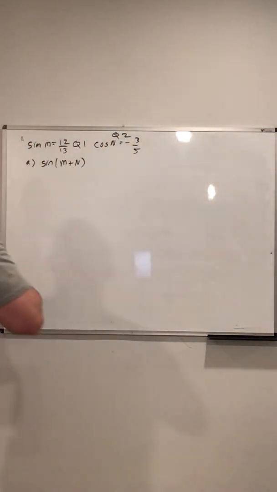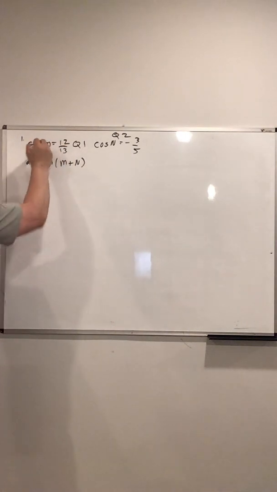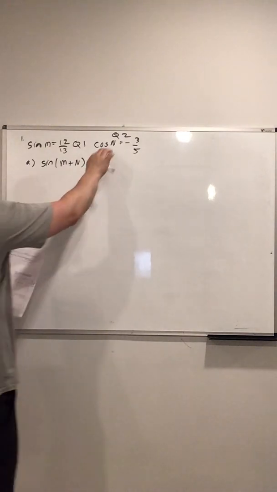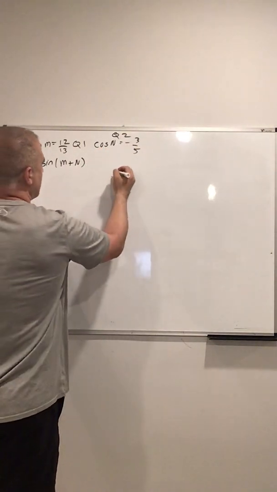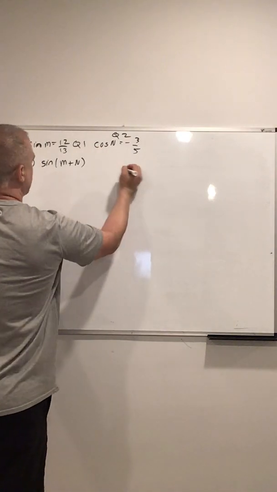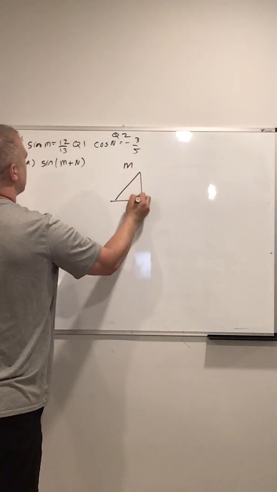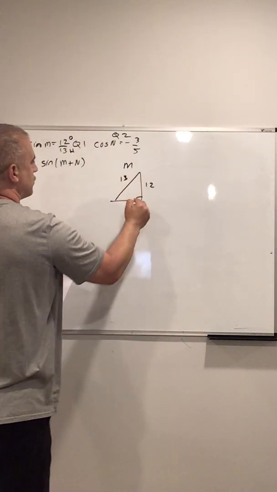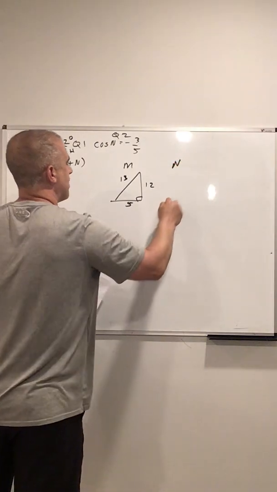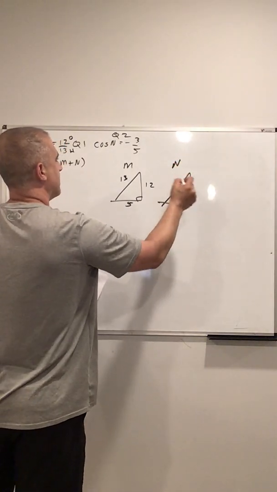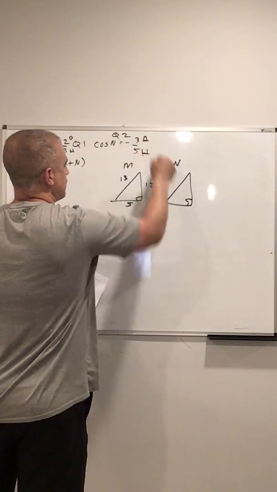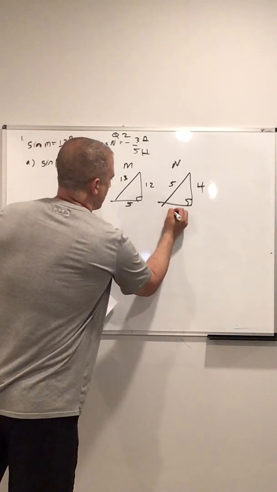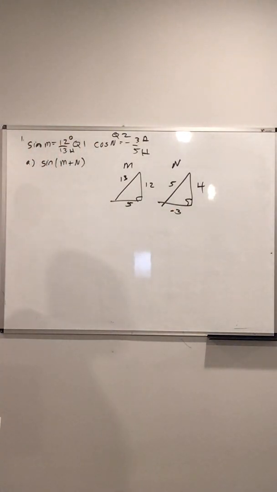The first question here: sine of m is 12 over 13. We're going to assume that's in quadrant 1. And cosine of n is negative 3 over 5 in quadrant 2. So what I would do first is draw my m triangle. Since this is sine, this would be opposite over hypotenuse. So we know that the triple there is 5, and then the n triangle is cosine, which would be adjacent over hypotenuse, which would be 3 over 5, and this would be 4. Since it's in quadrant 2, we know that that part will be negative there.